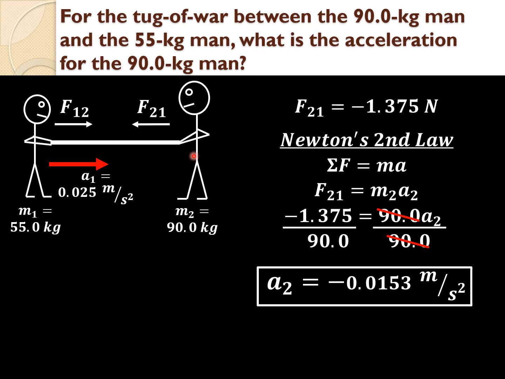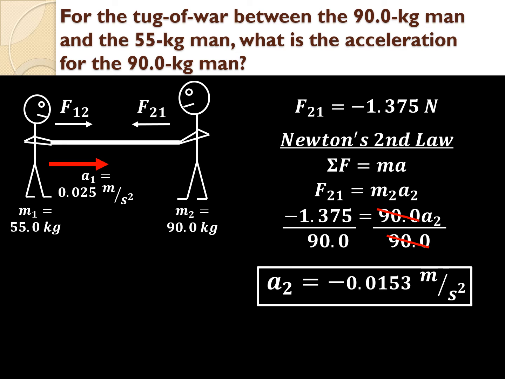And hopefully that makes sense because his acceleration is going to be in the negative direction, where the acceleration of the first guy was in the positive direction. They're accelerating in opposite directions. But you should notice that the accelerations are not the same. Newton's third law says each force is going to be the same and equal and opposite, but not the accelerations. So if the 55-kilogram man has a 0.025 meter per second squared acceleration, then the 90-kilogram man with more mass should have a smaller acceleration.